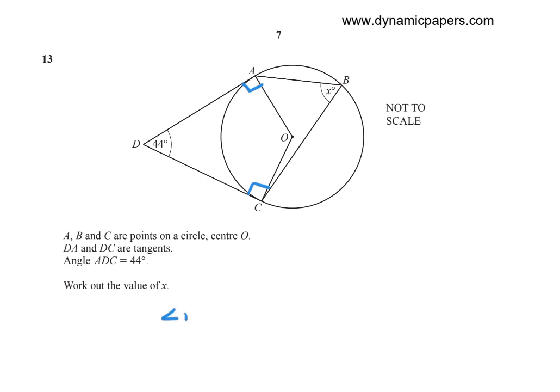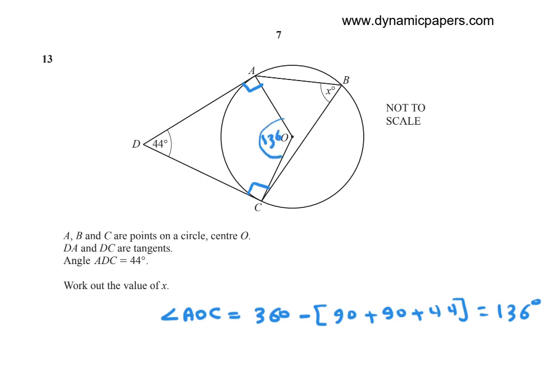So angle AOC equal 360, because the sum of all is 360, minus 90 plus 90 plus 44 equals 136 degrees. Angle AOC 136. So angle X equal half 136. So angle ABC or angle X, so x equal 136 divided by 2 equals 68.